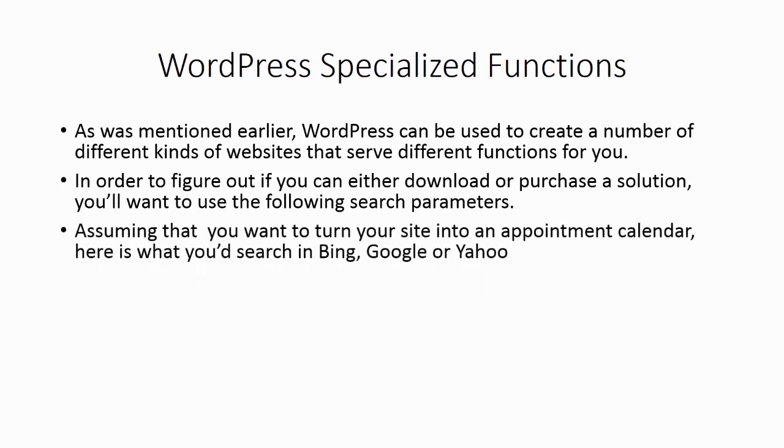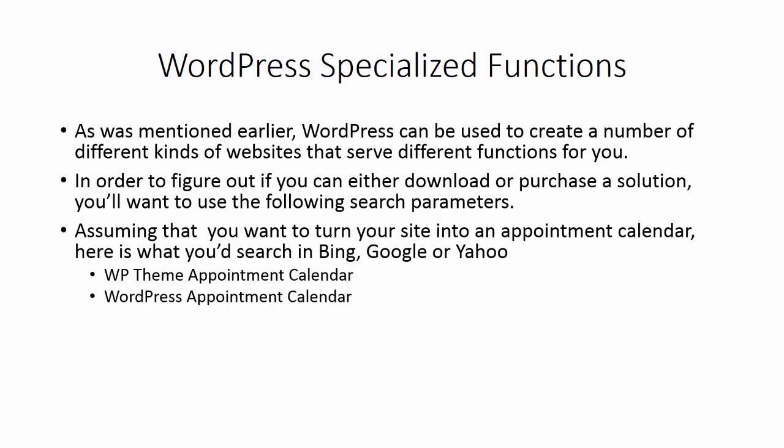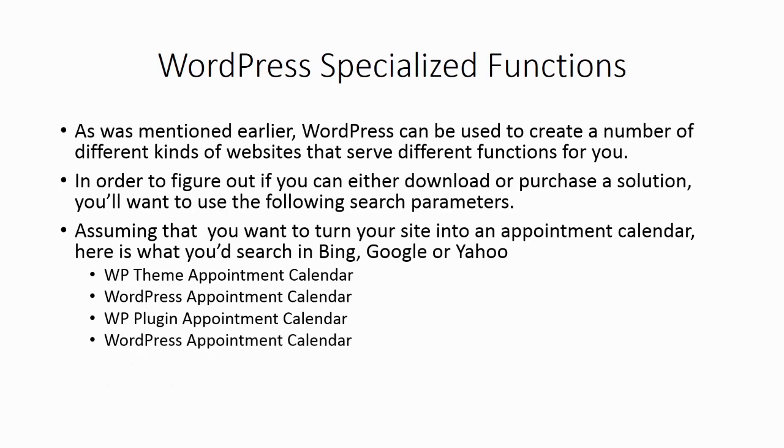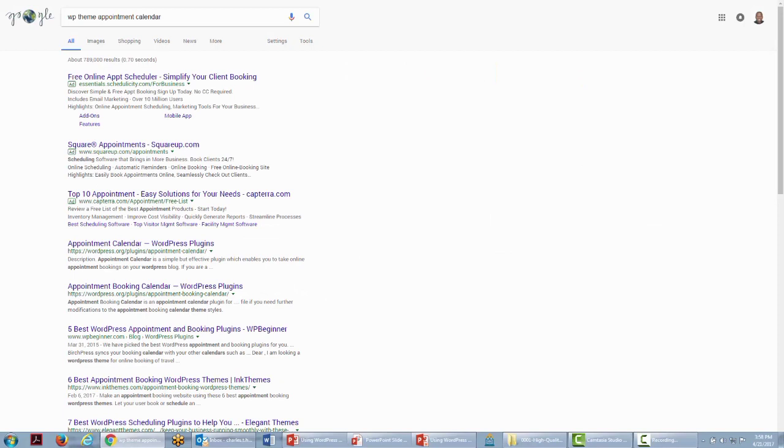Assuming that you want to turn your site into an appointment calendar, here is what you would search in Bing, Yahoo, or Google. You would search WP Theme Appointment Calendar, or you'd search WordPress Appointment Calendar, or even WP Plugin Appointment Calendar, or WordPress Appointment Calendar. So let's take a look. And you'll see these searches.